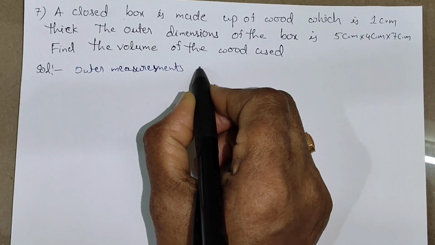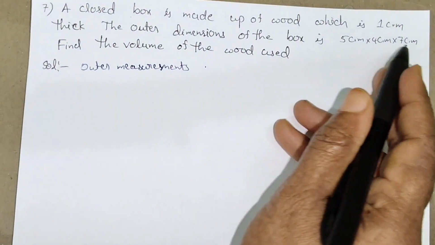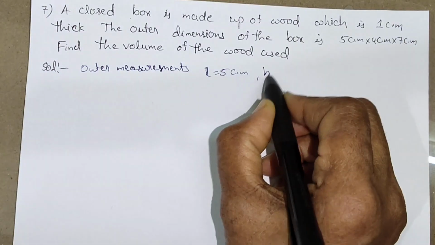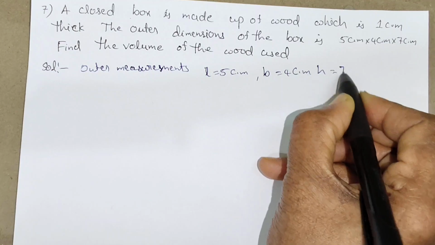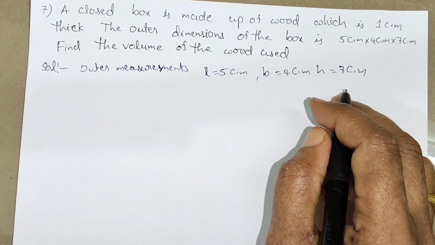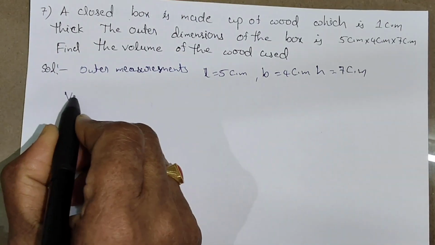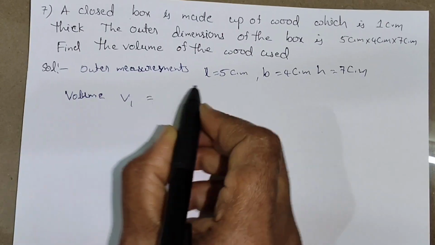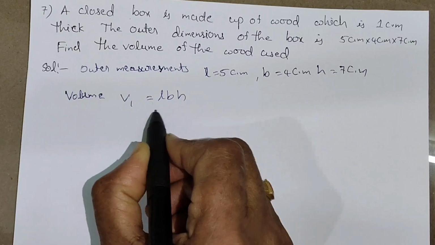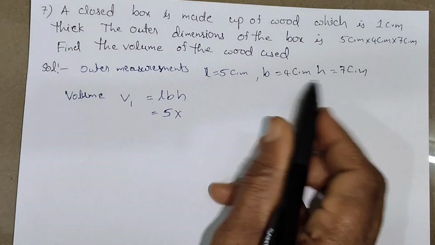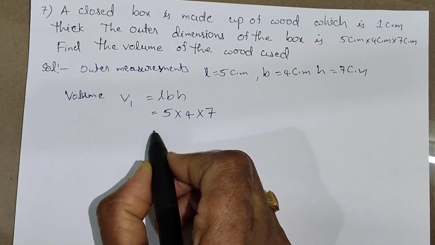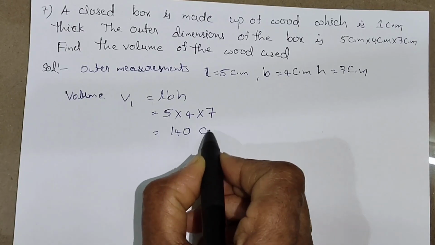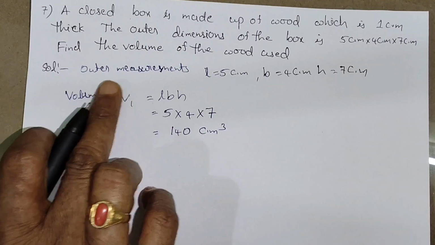Here the outer measurements are 5 centimeters, 4 centimeters, 7 centimeters. Here L equals 5 centimeters, B equals 4 centimeters, H equals 7 centimeters. Now we find the volume. Here V1 equals, we use the outer measurements L, B, H. 5 into 4 into 7. 5 4s are 20, 20 7s are 140. 140 centimeter cube is the volume of the outer measurements.